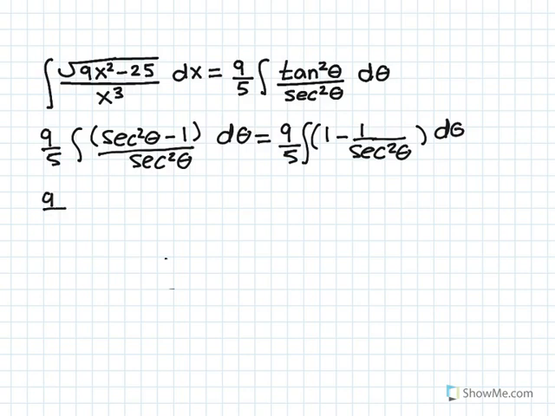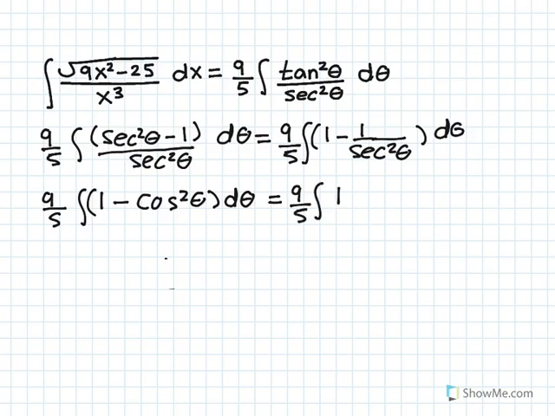So we have 9 over 5 integral 1 minus 1 over secant squared theta, which is just cosine squared theta, d theta. Now we have to use a half angle identity and change cosine squared theta so that we can integrate this. So we get 9 over 5 integral 1 minus cosine squared theta, which is 1/2 times 1 plus cosine 2 theta, all in brackets, d theta.